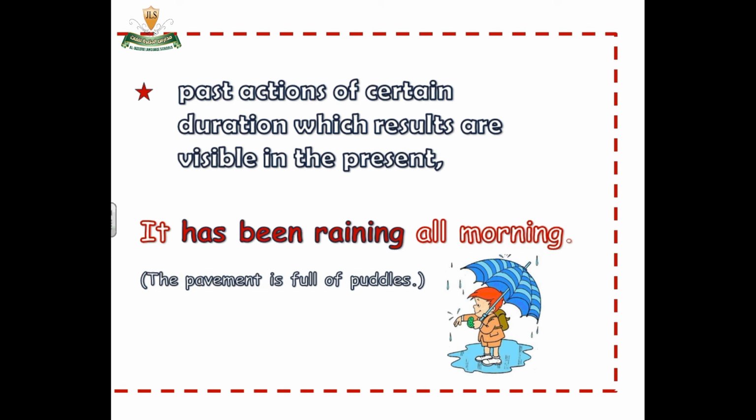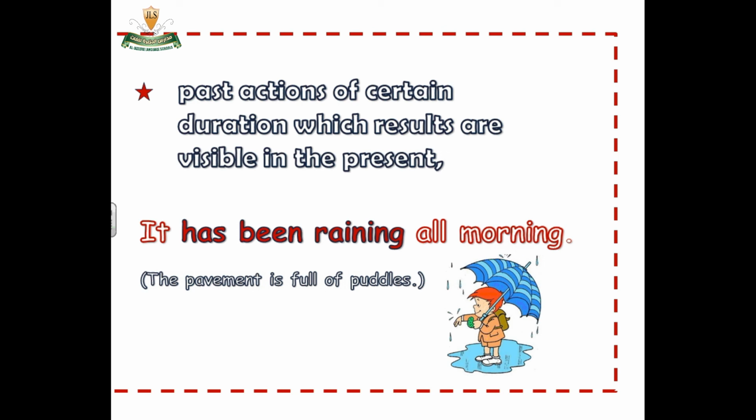Something happened at that time, whose results are visible in the present. It's raining. There is water on the floor. So there is a result in the present. Something happened a few hours back, and there is a result now. At this time, I use has been or have been plus verb plus ing. So it has been raining all morning, for a certain duration.